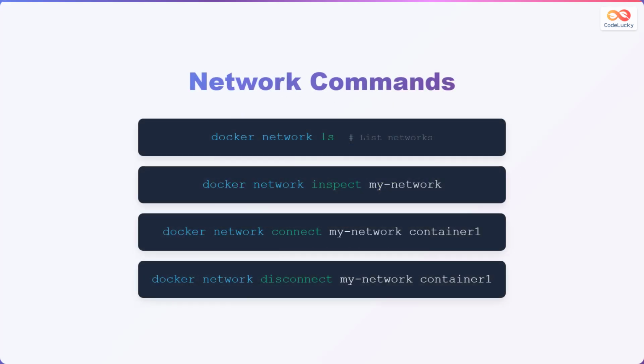Docker provides several commands to manage networks. To list all available networks, use docker network ls. To get detailed information about a specific network, such as my network, use docker network inspect my network. To connect a container to a network, use docker network connect followed by the network name and the container name, such as my network container 1. Similarly, to disconnect a container from a network, use docker network disconnect my network container 1. These commands help you manage and configure your Docker networks effectively.